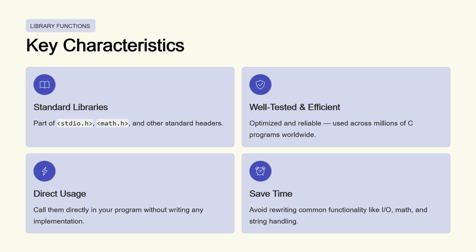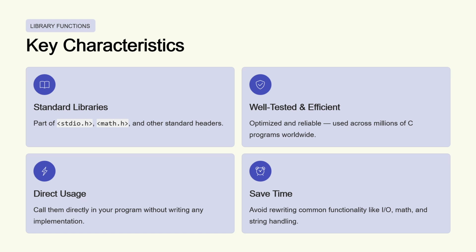Now we are going to see some of the key characteristics of library functions. The first one is standard libraries, the second one is direct usage, the third one is well tested and efficient, and the fourth one is saves time. First, they are a part of standard libraries such as stdio.h for input and output operations and math.h for mathematical calculation. Second one is direct usage. They allow direct usage. We only need to call the function. No implementation is required from our side.